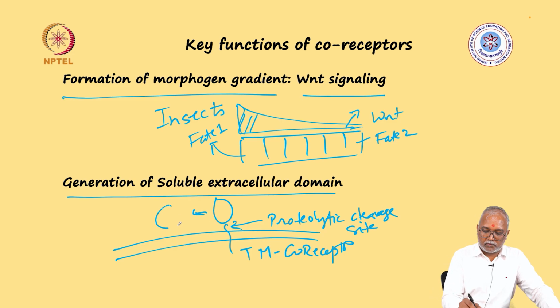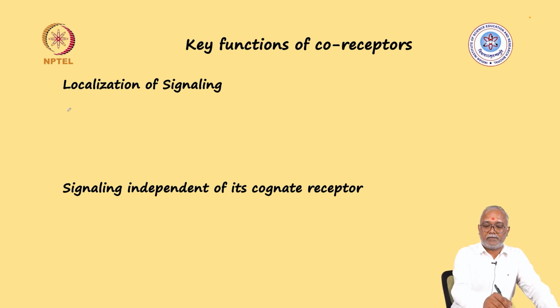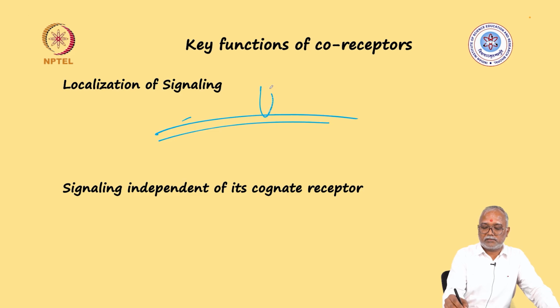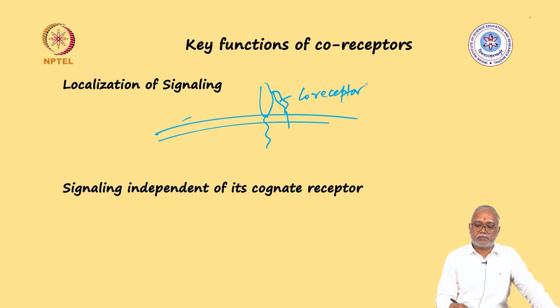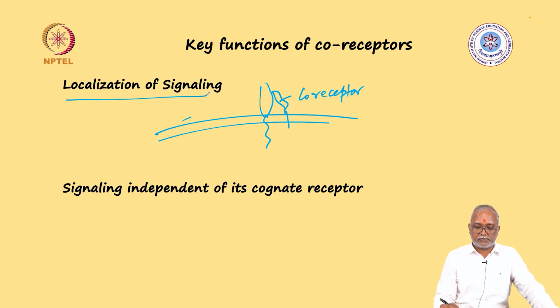Because of this digestion, this molecule will be free to move around, and that's where it will generate the extracellular domain. This might bind to something and ensure that signaling moves in the proper direction. Then it will help in the localization of the signaling, because if you think about this, a receptor is present here and it needs the co-receptor for activation or inhibition. So the co-receptor is in some sense localizing the signaling to a particular region of the tissue.